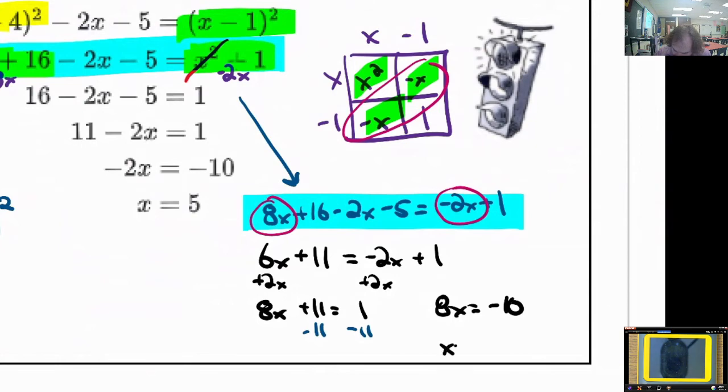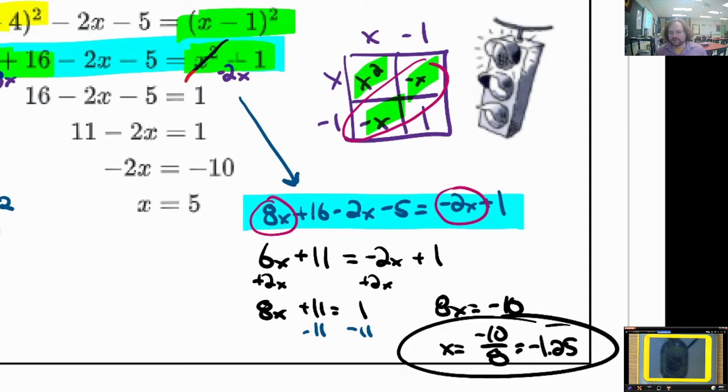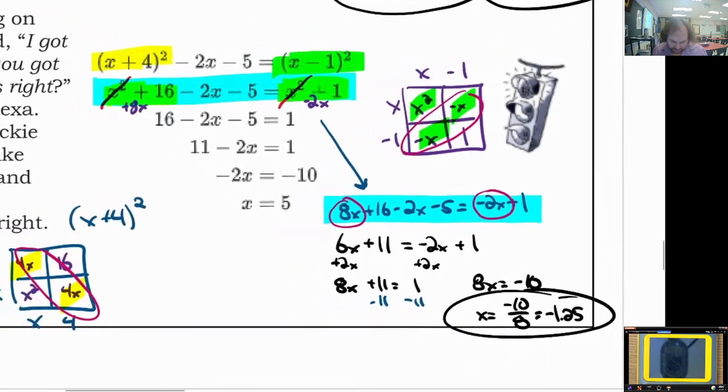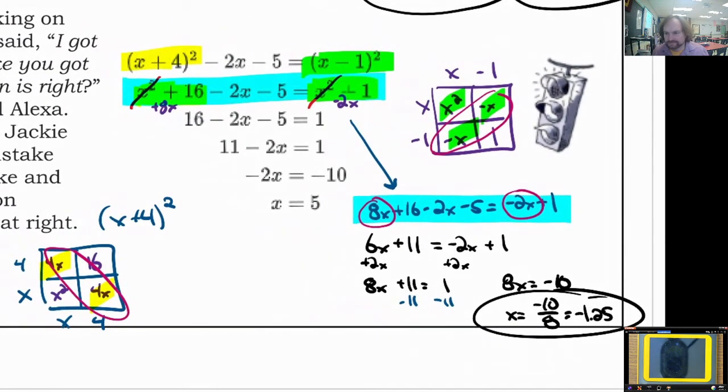And then x is going to be negative 10 divided by 8, which is negative 1 and a quarter, negative 1.25, like that. That's a bit of a tricky problem to answer, especially the back half of it. So be careful on that one. It's pretty tough. But the moral of the story, this is the most common math mistake people make is right here. X plus 4 squared is not equal to x squared plus 16.